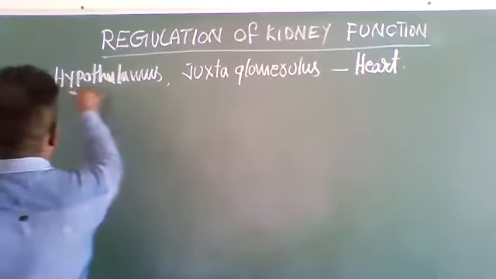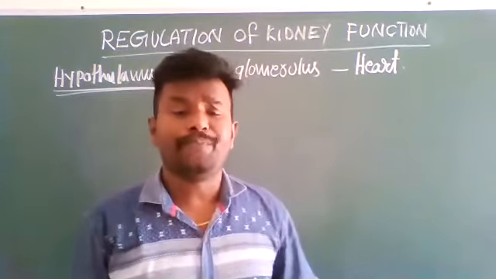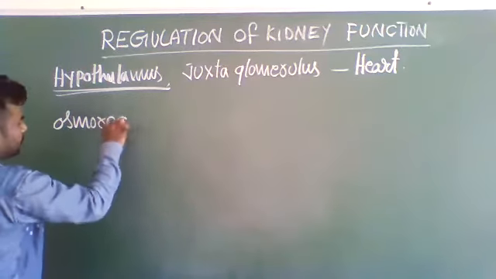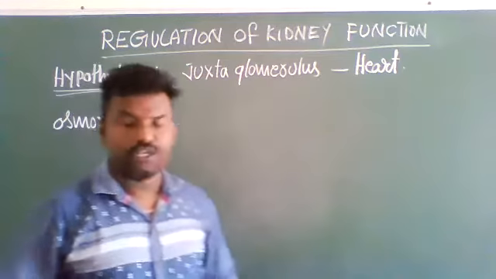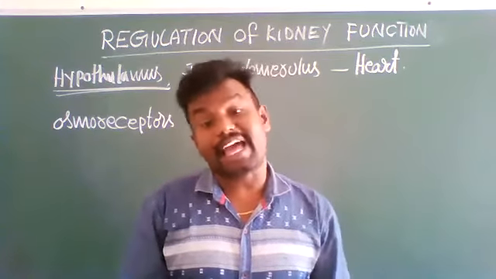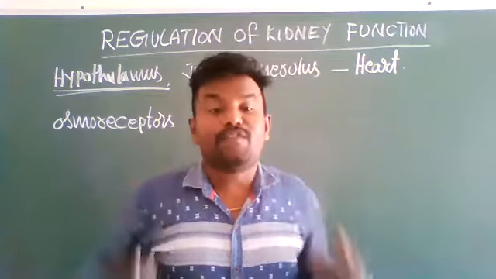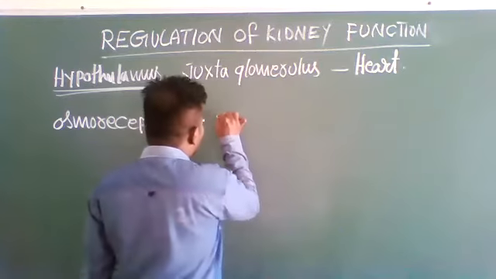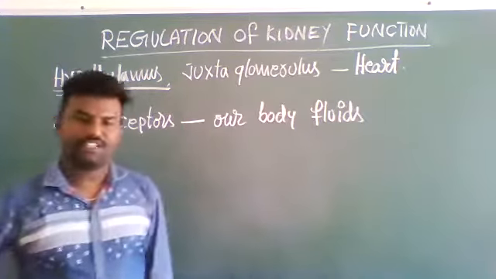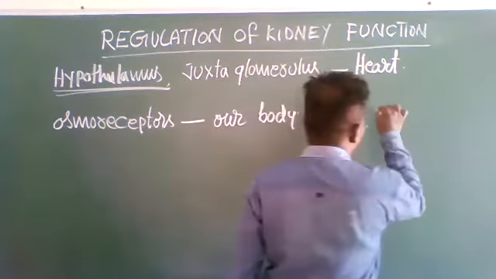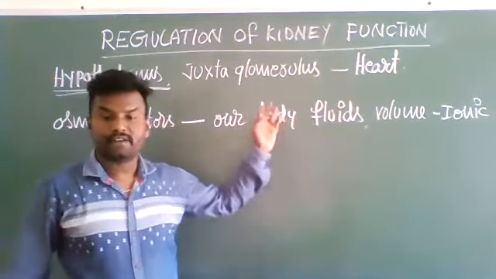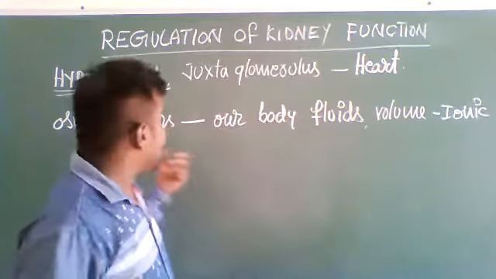First of all, the hypothalamus. In our body there is a kind of receptors called osmoreceptors. These receptors are activated whenever there are changes in our body fluids, that is, body volume and ionic concentration. At that time, the osmoreceptors are activated.